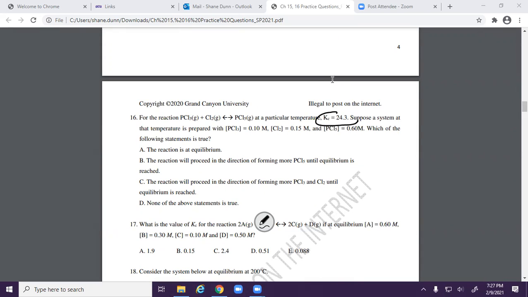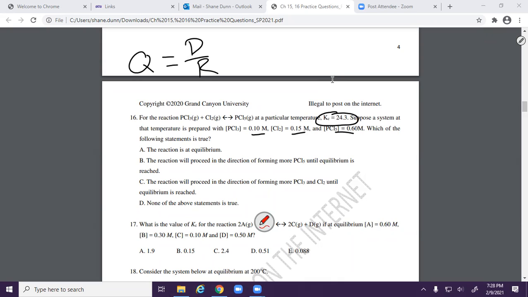You have a Kc value, right? For the reaction, suppose a particular temperature has a Kc value. Suppose the system is prepared at that temperature, and you're given weird concentrations. If you're given a Kc value and asked to plug concentrations in, guess what you're doing? You're getting a Q value. Remember, Q is the same thing as a K value, just with a different letter. So we're going to figure out what Q is, and it's products over reactants.